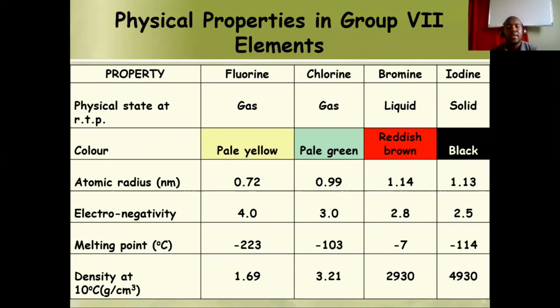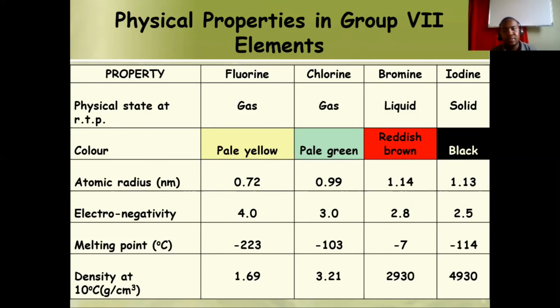Right? Their colors, it's good to know their colors. Fluorine is a pale yellow, chlorine is a pale green, bromine is a reddish brown, sorry, and iodine is black. So we notice their radii increases because they're going down the group, and we have been through that. We've also been through their electronegativity. It goes down as they're going down the group.